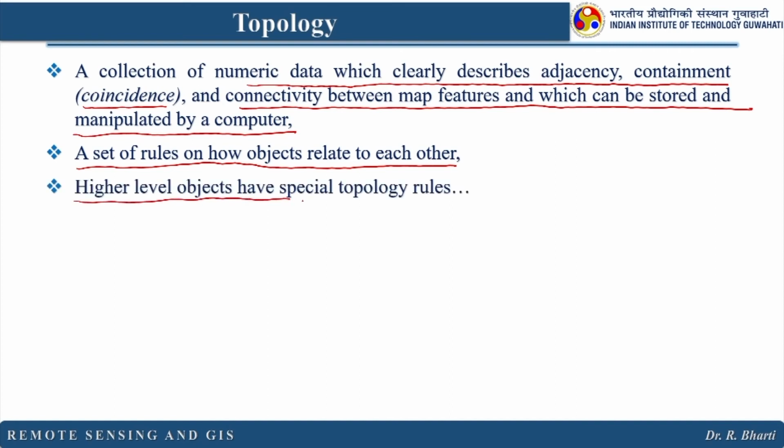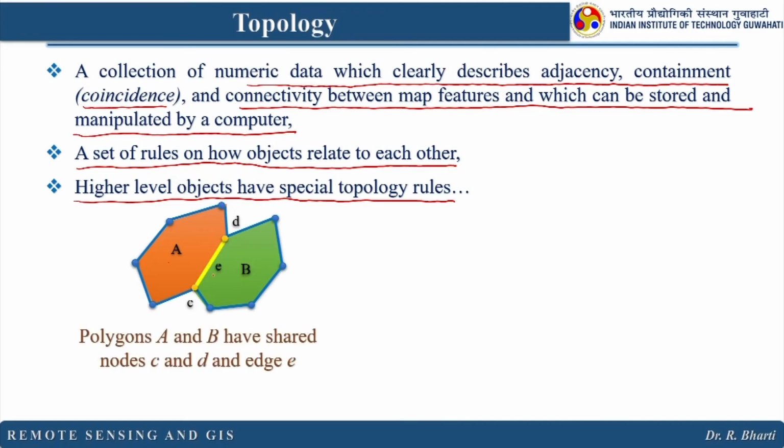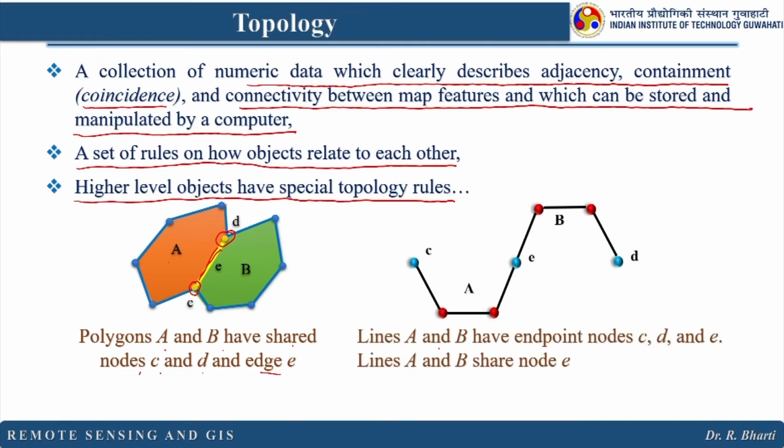Higher level objects have spatial topology rules. Like here you can see that A and B are sharing this E line. So polygon A and B have shared node C, so this is node C, and D, and edge E. So this yellow line is edge E. Here line A and B have endpoint node C. So this is node C, D, E. Line A and B share node E. So A and B share E. So that is how we are defining the topology of any given vector data.